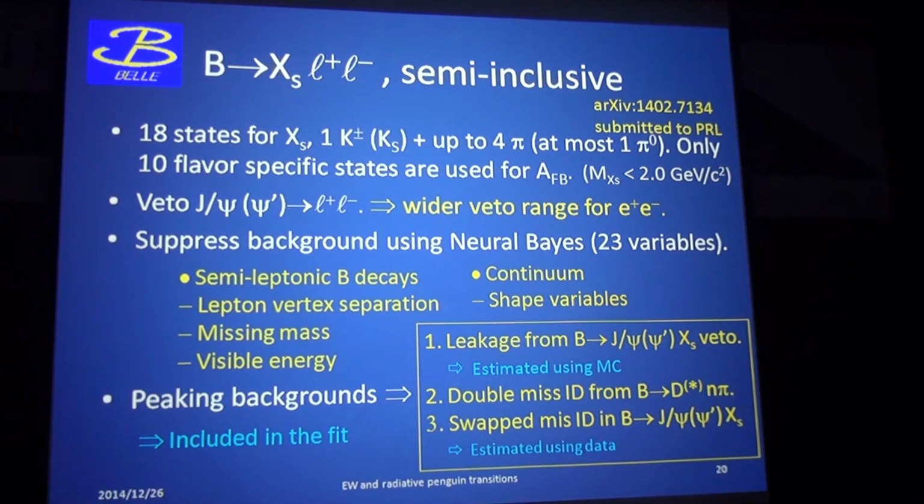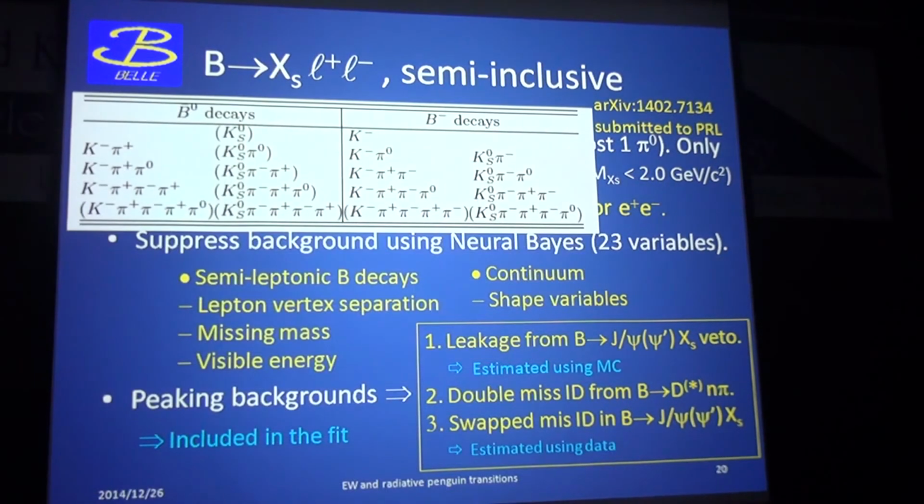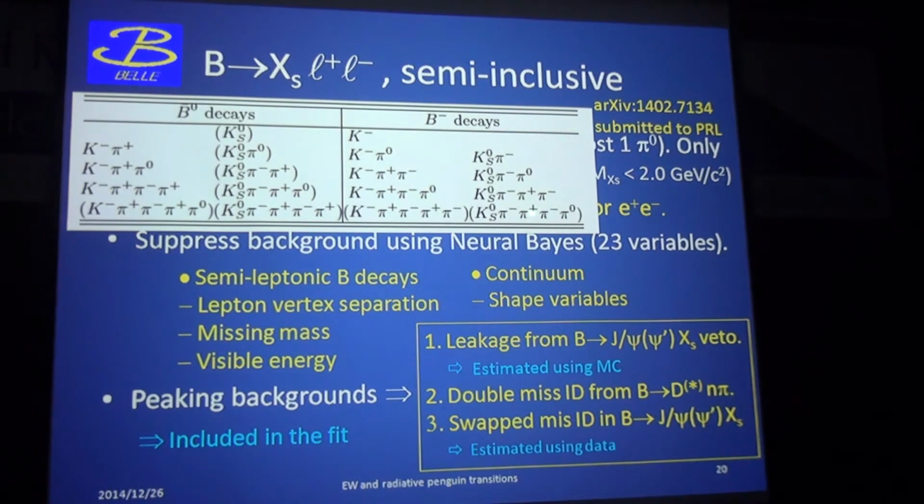There are rather many possible backgrounds, like leakage and also mis-ID, where some of the pions are misidentified as electrons or muons. So we made all the corrections. These are all the 18 states we want to use for our measurement.